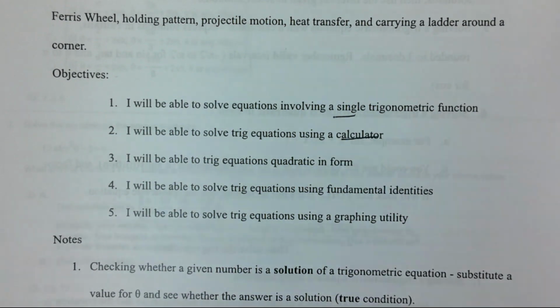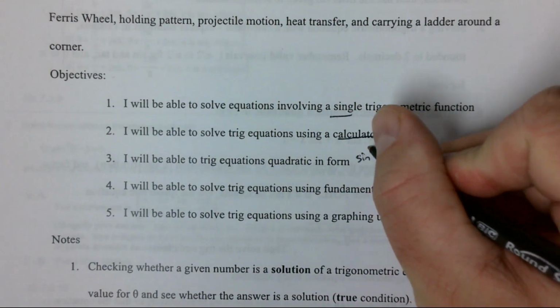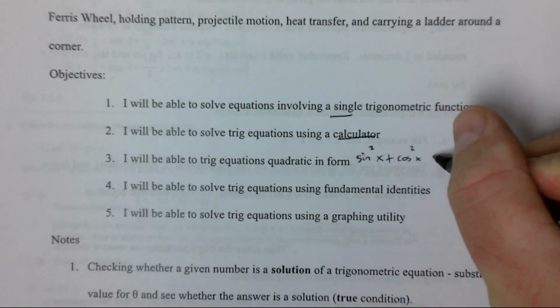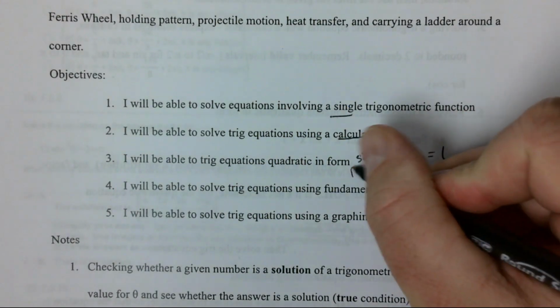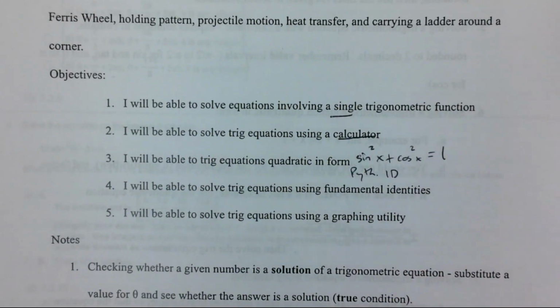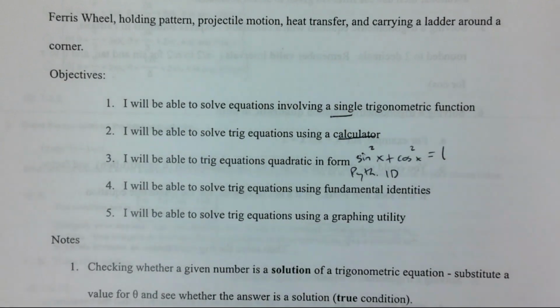So about that, you might see this equation, which is called the Pythagorean identity. I just put PYTH, which is sine squared x plus cosine squared x equals 1.